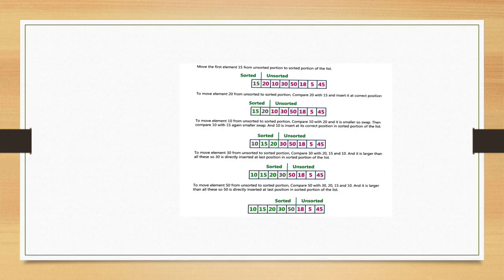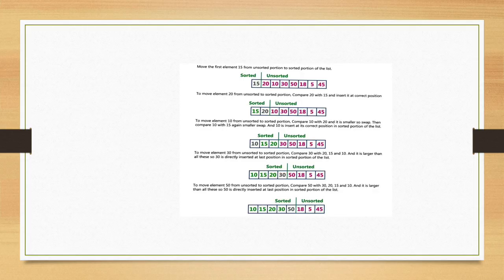Move the first element 15 from the unsorted portion to the sorted portion of the list. Then to move element 20 from unsorted to sorted portion, compare 20 with its left side element 15 and insert it at the correct position. So we have inserted 15 first and then 20, and next to 20 we have 10.